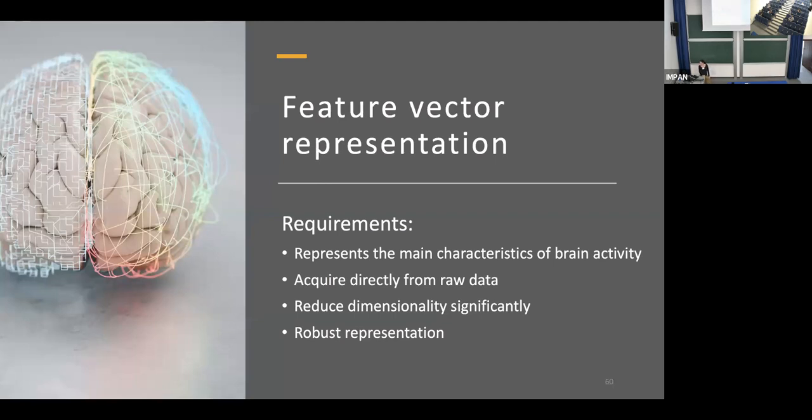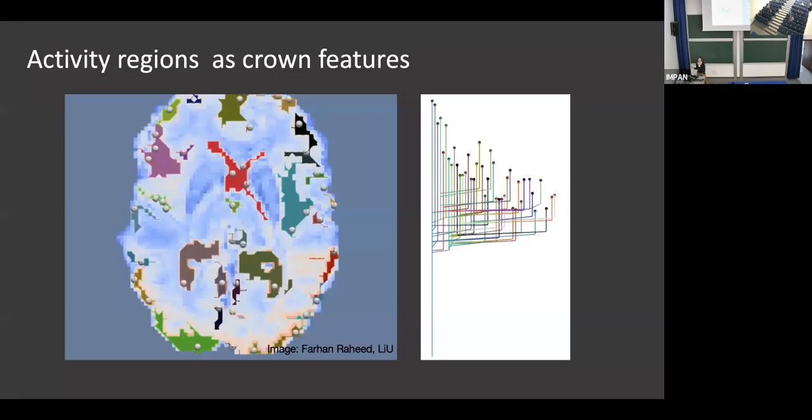So how do we define our features here? We would like to characterize the main characteristics, so it should highlight regions that are active in the brain. We also wanted to derive it directly from our raw data without any preprocessing. The dimension should definitely be reduced in this process, and it should give us a robust representation. And what we did here is basically use exactly the same feature definition as for cyclones.